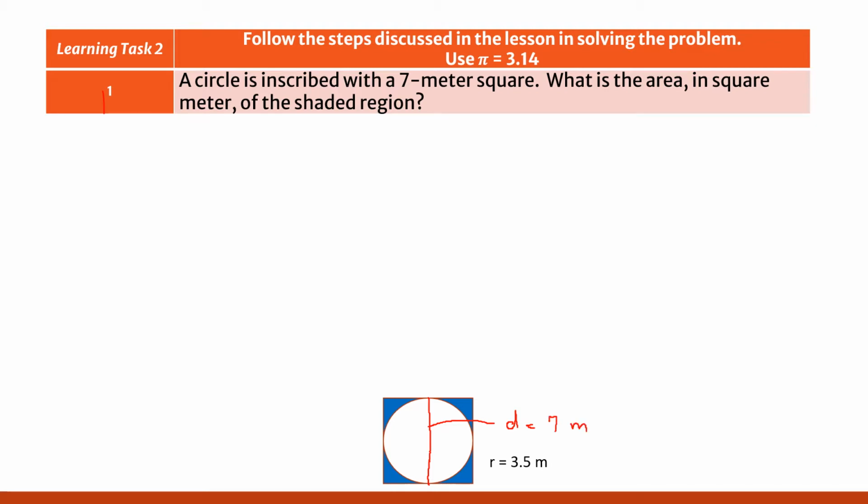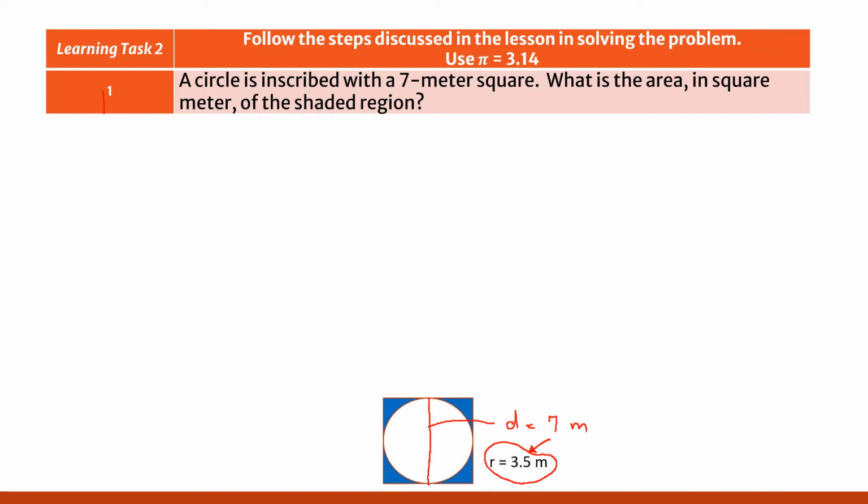At dahil ang diameter ay 7 meters, papatak na ang radius ay 3.5 meters. Dahil sabi nga natin, ang diameter is 2 times the radius. Kaya pag dinivide natin yung 7 by 2, our radius is 3.5 meters. Klaro? Now, dahil ang question ay area of the shaded region, na kung saan ito yung natirang portion ng square.